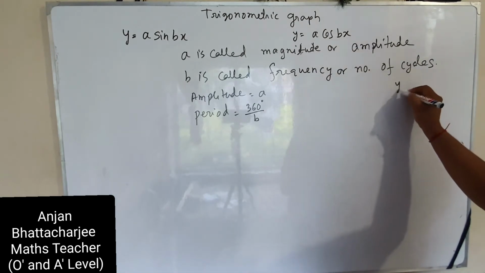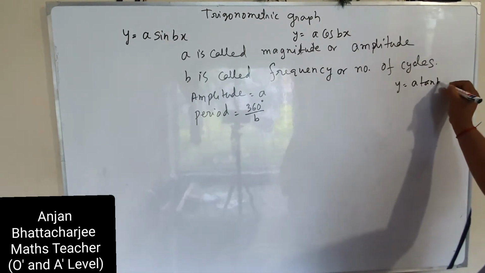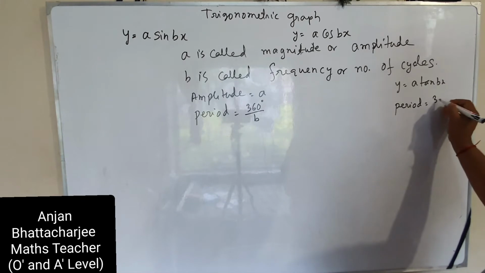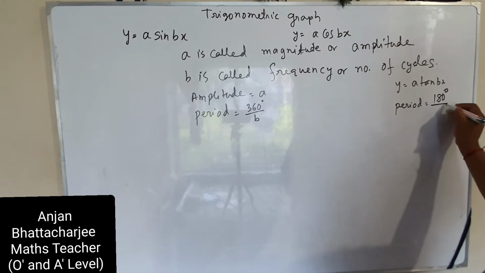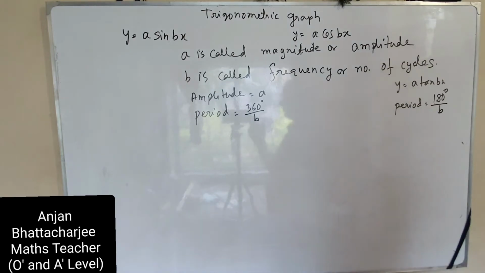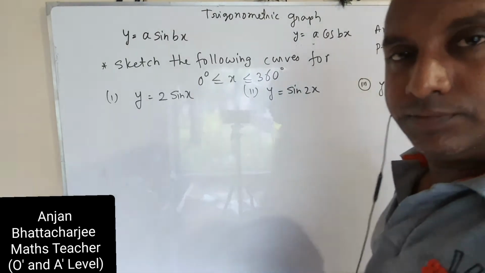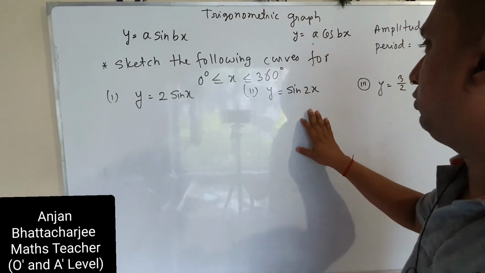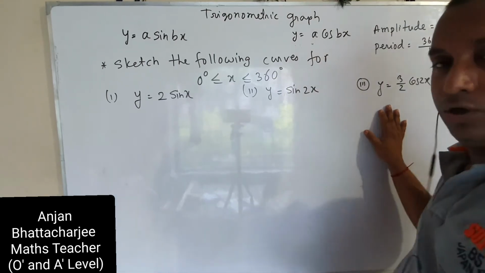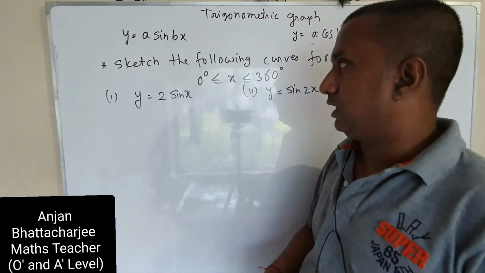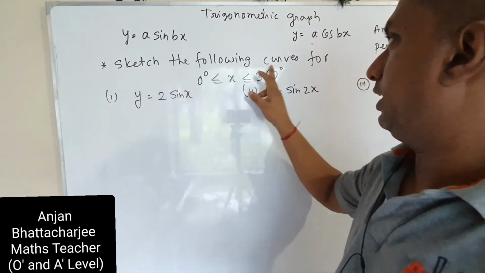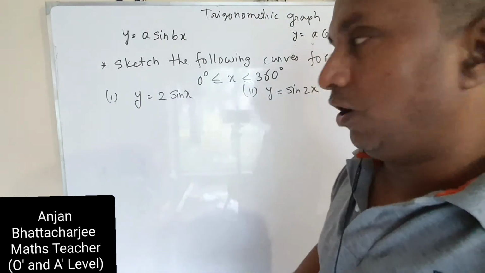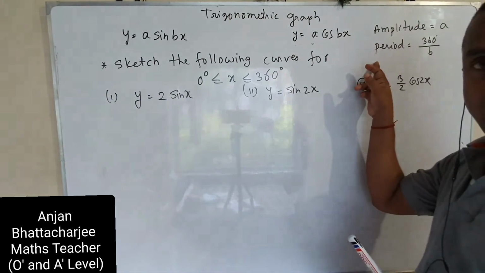But for y equals a tan bx, the period is 180 by B. Here I took three examples: y equals 2 sin x, y equals sin 2x, y equals 3 by 2 cos 2x. The question is: sketch the following curves for 0 degrees to 360 degrees. First of all, let us find the amplitude and period.